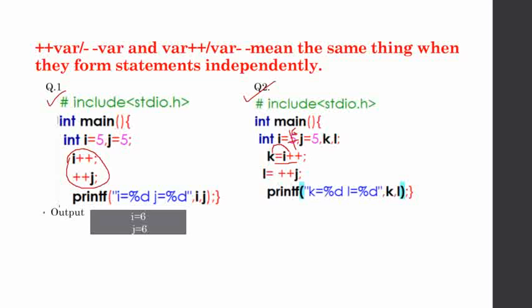Now in this line there is plus plus j, which means pre-increment, and pre-increment says that first update my value, then assign my value. So first the updation part will be evaluated. Now the value of j is 6, and this 6 will be assigned to l. So the output is k equals 5 and l equals 6.